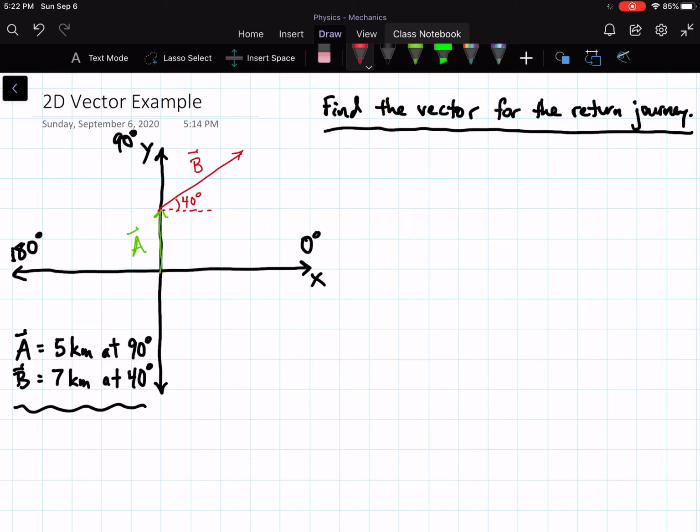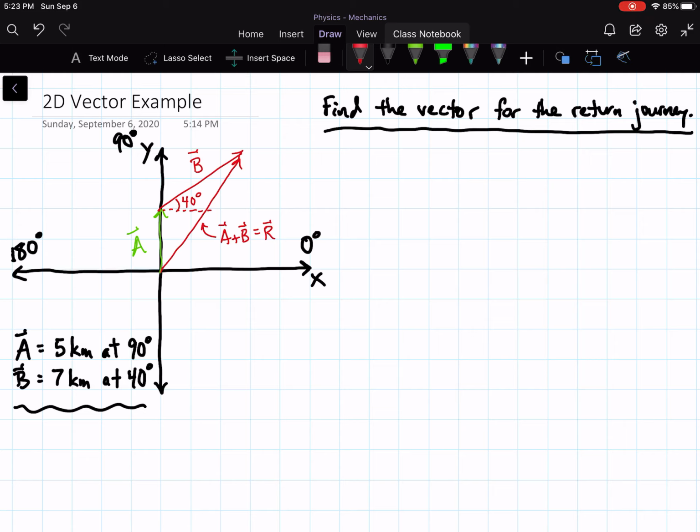Now, to find the vector for the return journey, technically that is not A plus B, right? A plus B would be the vector that we would get if we went directly from the origin out to here, right? That is A plus B. We usually call that the resultant, so R, just to give it a shorter name than A plus B.